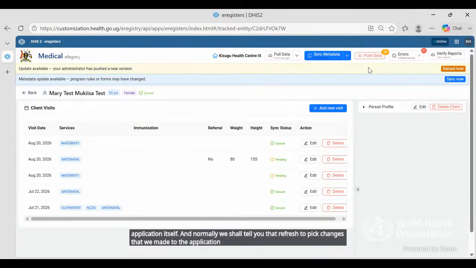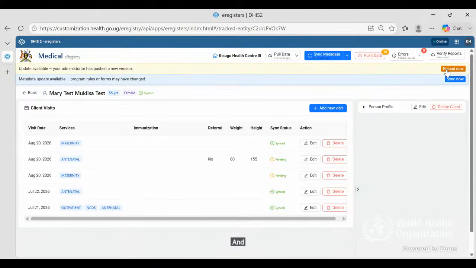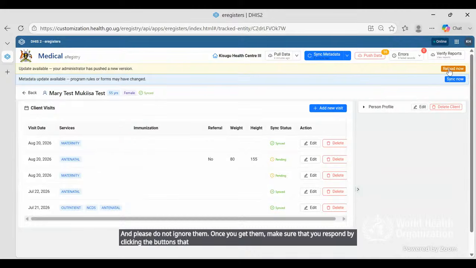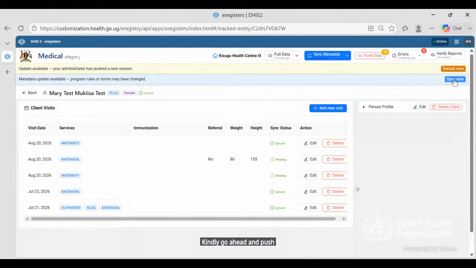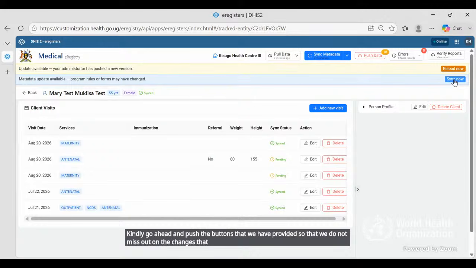But before you refresh, sometimes you forget, sometimes you're not aware that we have made the change. So we shall be pushing out this notification, and please do not ignore them. Once you get them, make sure that you respond by clicking the buttons that we are seeing, either reloading or syncing metadata. We are going to be triggering you to actually reload and sync metadata as and when we make the changes. When you see these notifications on your screens, kindly go ahead and push the buttons that we have provided so that we do not miss out on the changes that we have made to the system.